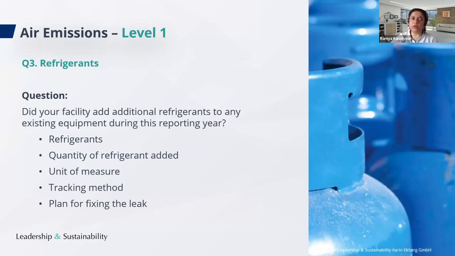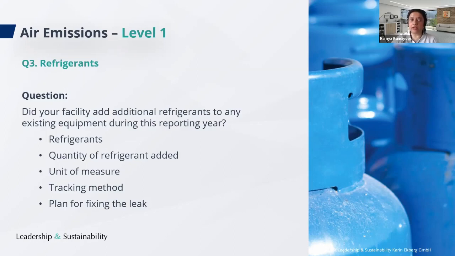And next we come to question number three, which is on refrigerants. Here I showed you on the platform, on the dashboard, how Higg FEM is reporting both your GHG emissions from the energy section, as well as whatever refrigerants you are using. The premise in Higg FEM is that if any refrigerant leakage has happened from your side, it will be calculated and added to your GHG emissions as a facility.